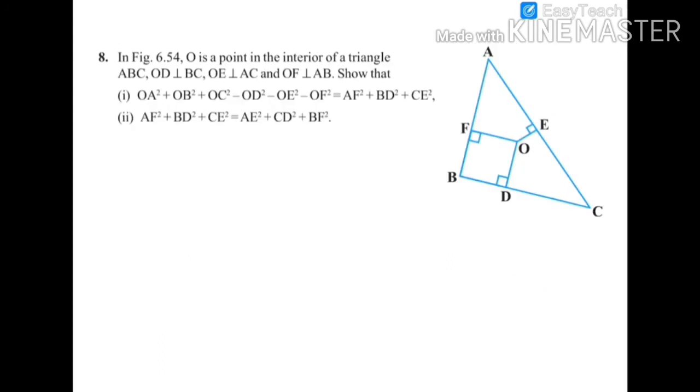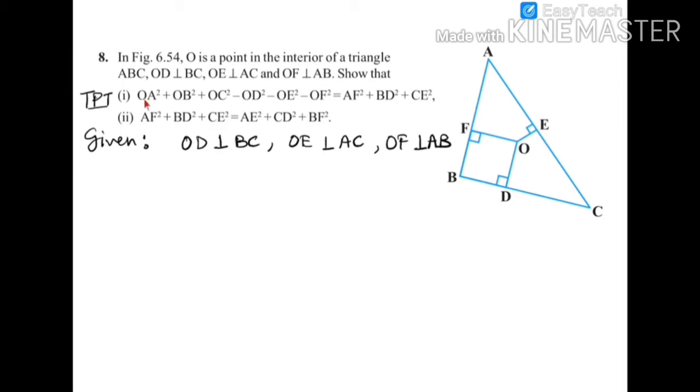Question number 8. In the figure, O is a point in the interior of a triangle ABC, where OD is perpendicular to BC, OE is perpendicular to AC, and OF is perpendicular to AB. What we have to show is clearly stated. Let's write down what is given in the question. OD is perpendicular to BC, OE is perpendicular to AC, and OF is perpendicular to AB.